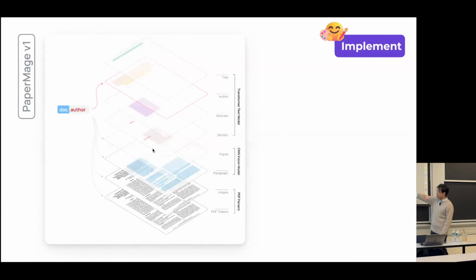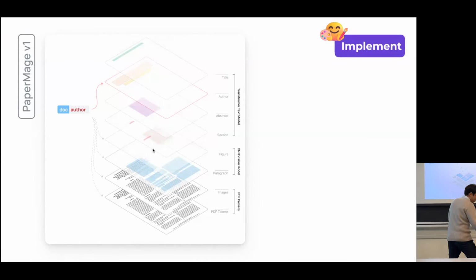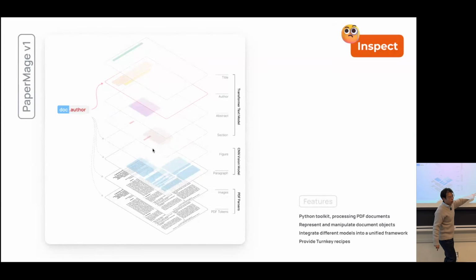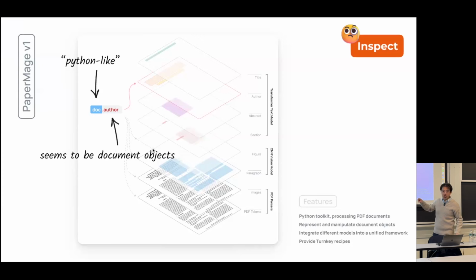We just implement something in Figma. I have this cheat sheet here, telling you our design goals at the top right corner. But then here, there is this doc.author, which is like Python-like code, right? And doc.author seems to be like document objects, trying to correspond to this Python toolkit for representing and manipulating document objects, right?